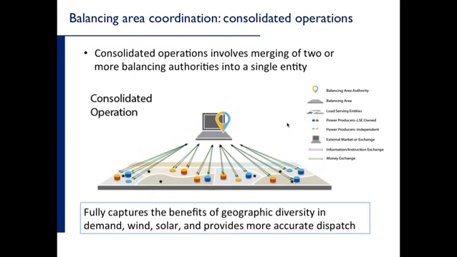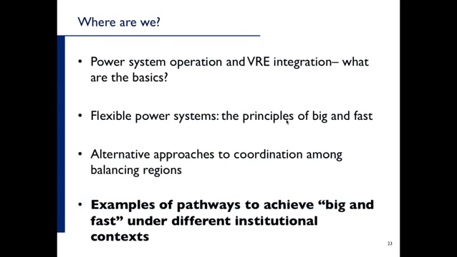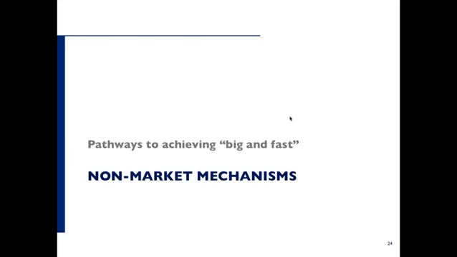And then finally, coordinated operation or consolidated operation. This involves doing a coordinated day-ahead unit commitment and doing the economic dispatch and scheduling ancillary services in such a way that we can meet the combined system. So these are alternative levels of coordination. And let's talk about alternative ways that we can get to big and fast.